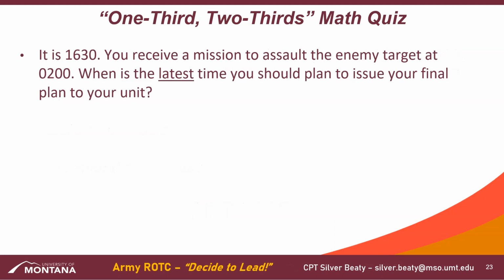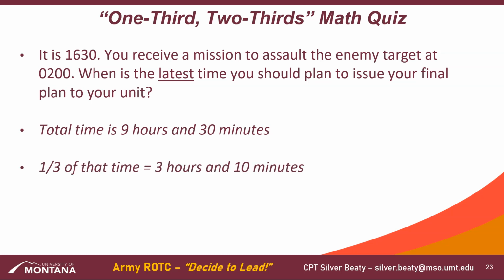All right, we're going to do it one more time here, a little bit more difficult. It's 1630. You receive a mission to assault the enemy target at 0200. When is the latest time you should plan to issue your final op order to your unit? So we're going to break it into thirds one more time. 1630 to 0200 is 9 hours and 30 minutes. Divide that by 3. You've got 3 hours and 10 minutes. 3 hours and 10 minutes plus 1630 is 1940. So you should be issuing your op order at 1940.